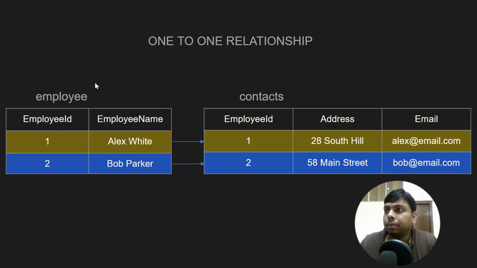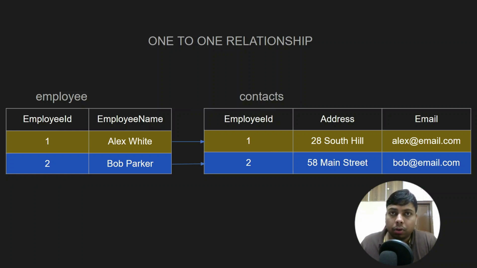So if you see the example here, I have an employees table and I have a contacts table. In employee table, I have employee ID and employee name. And on contacts table, I want to store employee address and employee's email. Now, in employees table, I can have only one record in contacts table that matches the employee ID. Why? Because one employee can have only one address and one email address. That's what logically makes sense. So in employee table, only one row can map to another row in the contacts table. So this is what is called a one-on-one relationship.